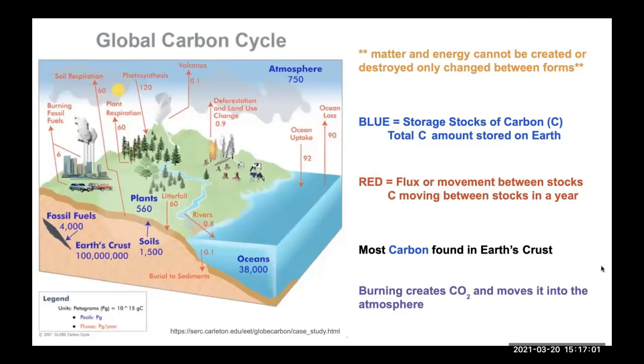Okay. So when we look at these things, the red is the flux. And the flux is the movement between the stock, which is what we have in a pool, and what is being used. It fluxes between them, right? And the carbon that we find most is, of course, in the crust or in the soils. But also there is a good portion in the oceans, just not nearly the amount as is in the Earth's crust. Now you can see with fossil fuels, we only have 4,000 petagrams.